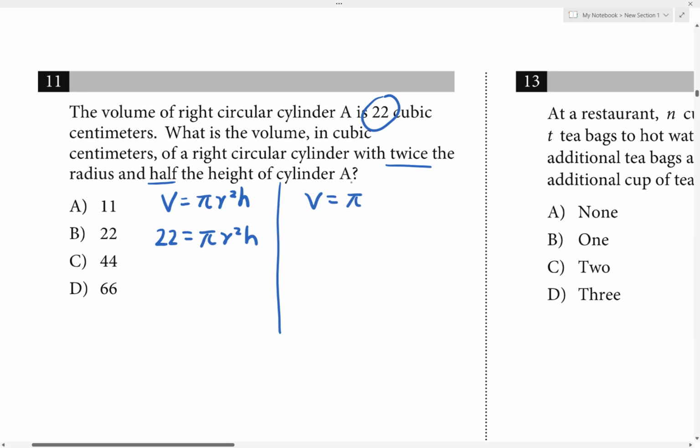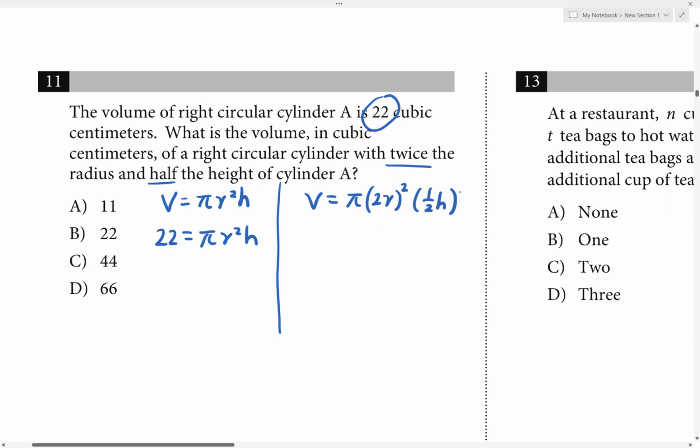So pi is just pi, that doesn't change. But instead of r squared, now the radius is going to be doubled, two times as before. So instead of r, we'll say 2r squared. We replace the radius with 2r, so I had to put it in parentheses, so the whole thing will be squared. And the height will be half, so instead of h, we're going to put 1/2 h.